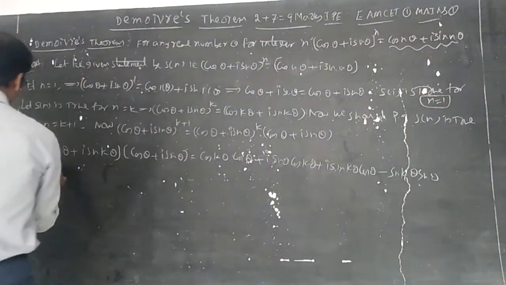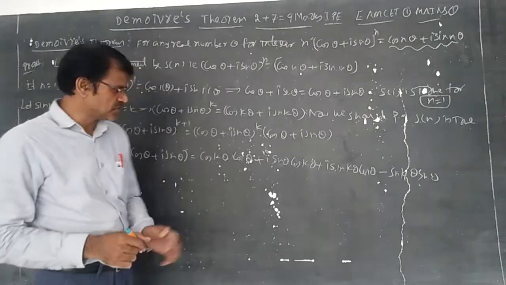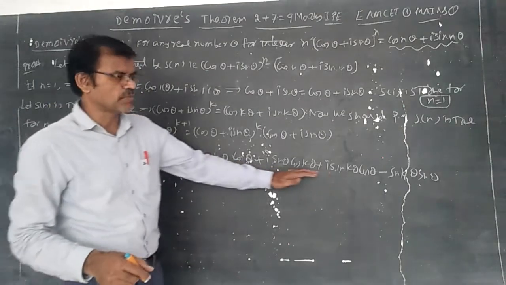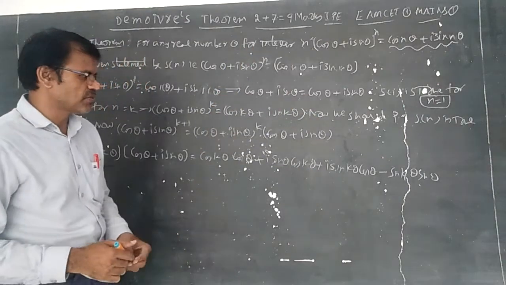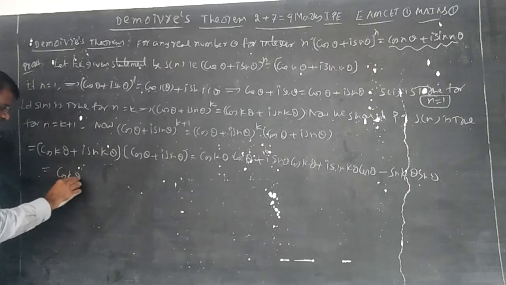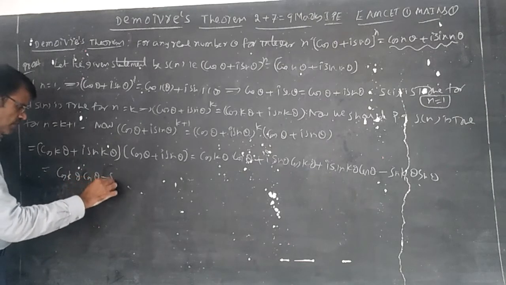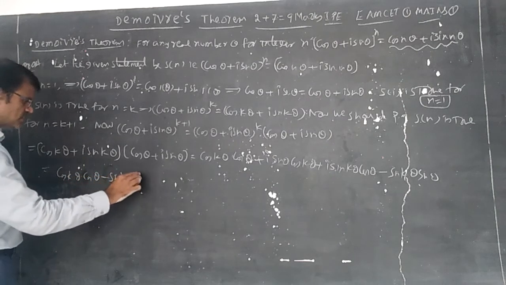Yesterday I said the proof: cis alpha dot cis beta is equal to cis of alpha plus beta. We can write it directly, but of course I am proving it because this is important for 7 marks. That is equal to, now you write the terms: cos k theta cos theta minus sin k theta sin theta.